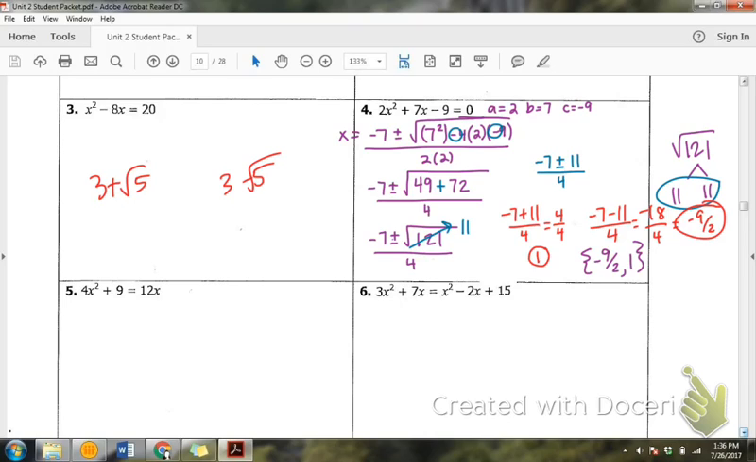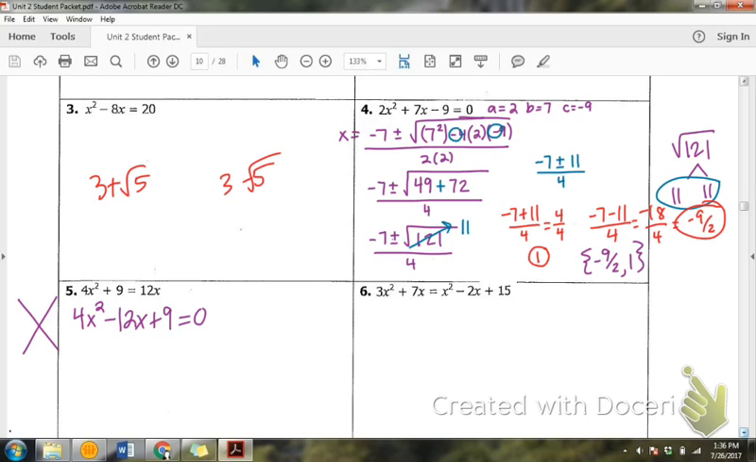Let's look at number 5. So we need to subtract 12x. So if I have 4x squared minus 12x plus 9 equals 0. Now we can go straight into the quadratic formula here, or we can see if this can x factor.